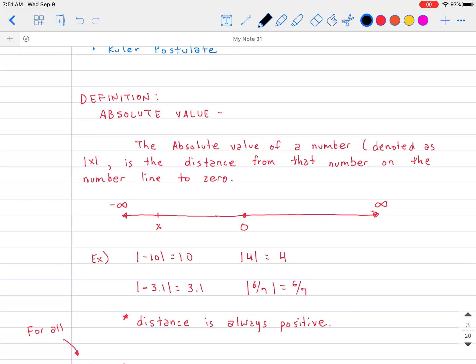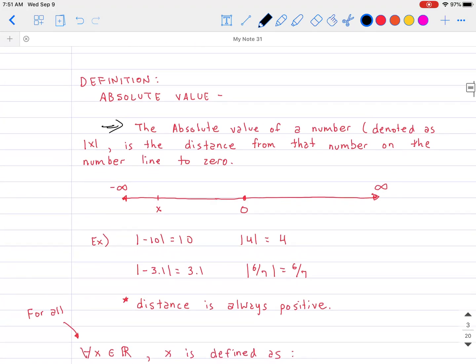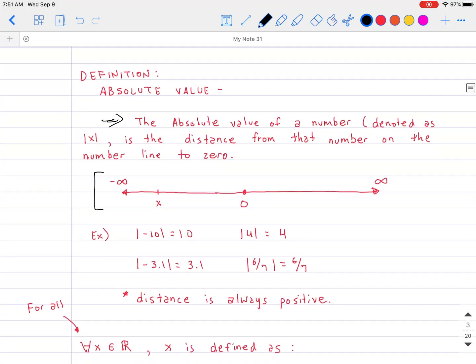First we define absolute value, and you might have heard of it back from algebra class. The absolute value of a number, denoted as |x|, is the distance from that number on the number line to 0. For example, over here I have a picture of a number line, and you can see where x is located on the number line. It could be on the left, it could be on the right, it could be on 0 technically. And remember, this is a number on the number line, so there's a number assigned to it.